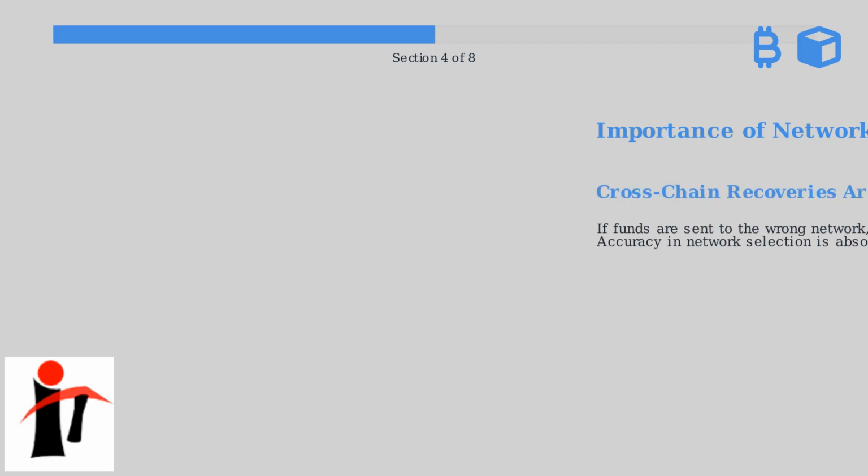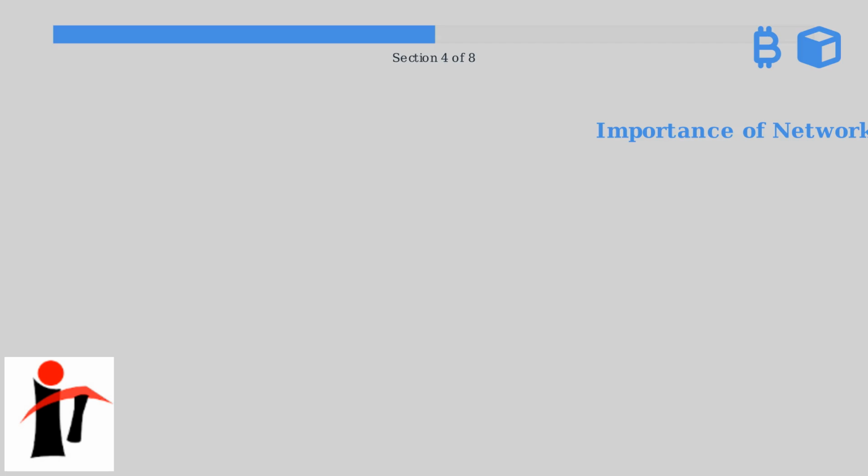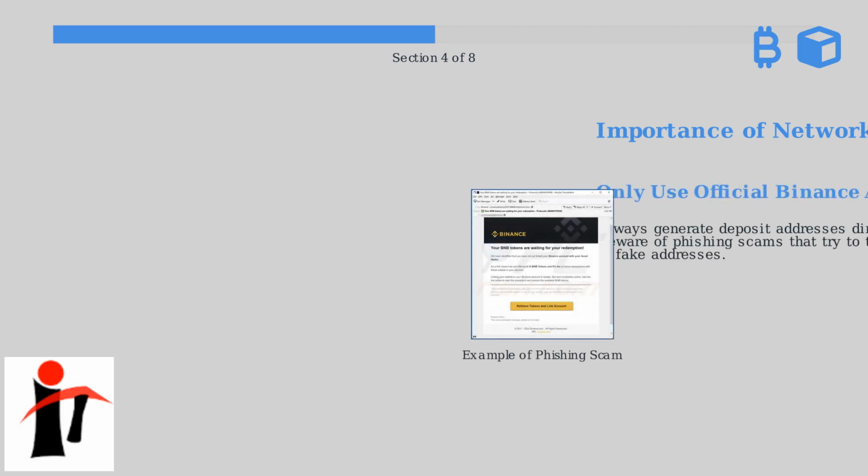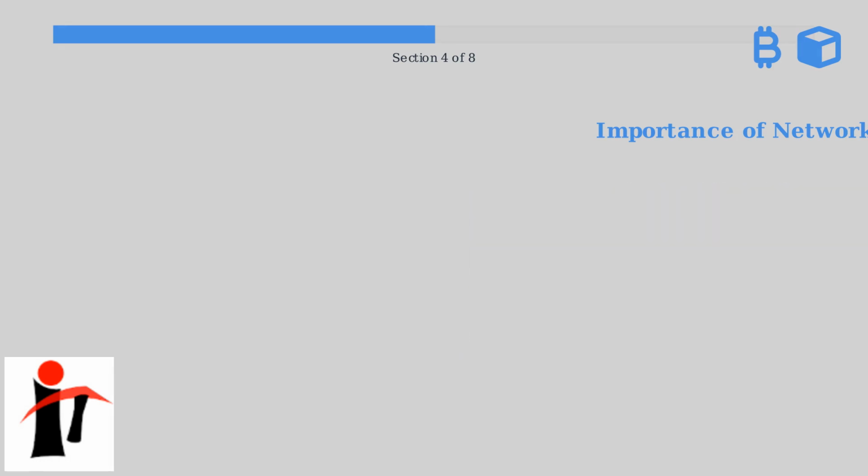Cross-chain recoveries are generally impossible if you send ETC to the wrong network. Once funds are on the Ethereum network instead of Ethereum Classic, they cannot be retrieved. This is why accuracy is key. Only use official Binance addresses generated from the platform. Be cautious of phishing scams that may send fake emails or links attempting to steal your funds by providing fraudulent addresses. Remember to double-check network selection, use official addresses, and stay vigilant against scams to ensure your Ethereum Classic deposits on Binance are successful and secure.